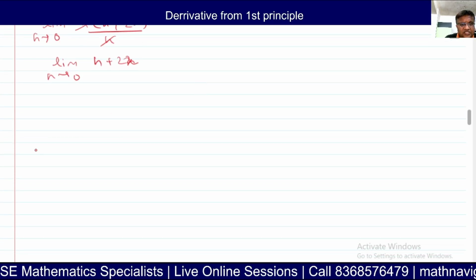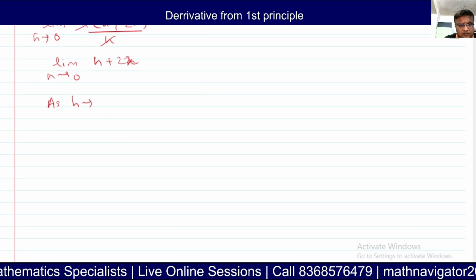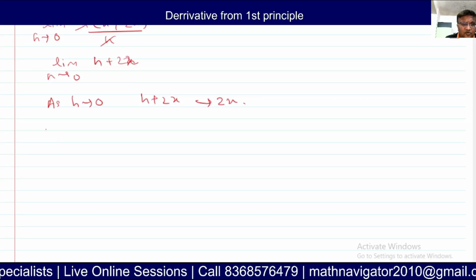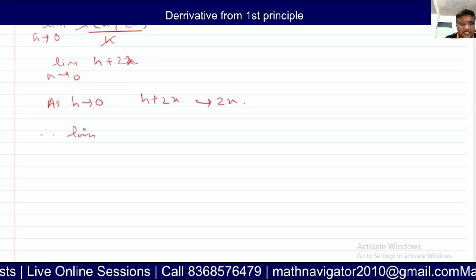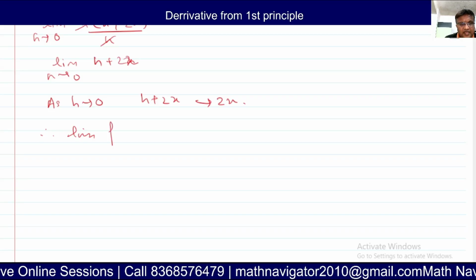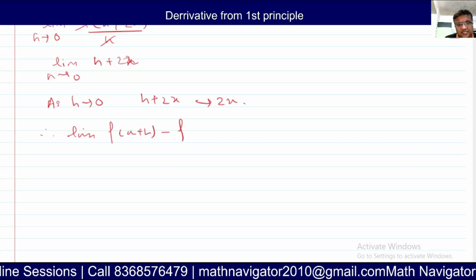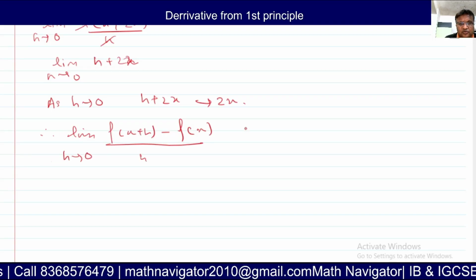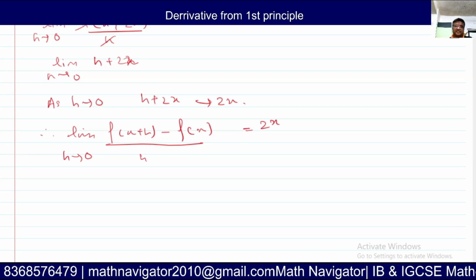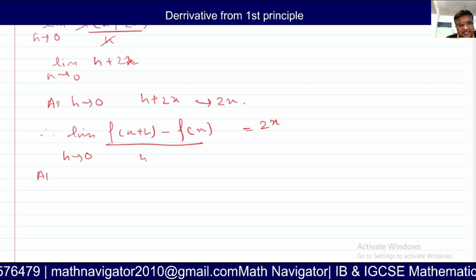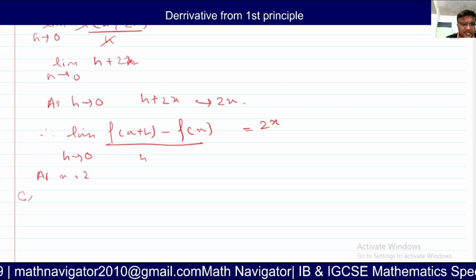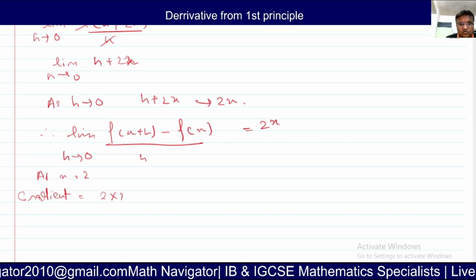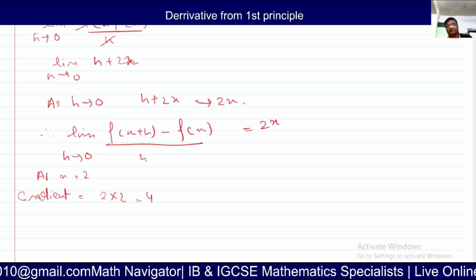So as h tends to 0, h plus 2x tends to 2x. Therefore, my answer, that is limit f of x plus h minus f of x over h as h tends to 0, is equal to 2x. So my gradient function is 2x. That means if I want to find the gradient at x is equal to 2, my gradient will be 2 times 2, which is 4. Perfect. So this is the gradient function.